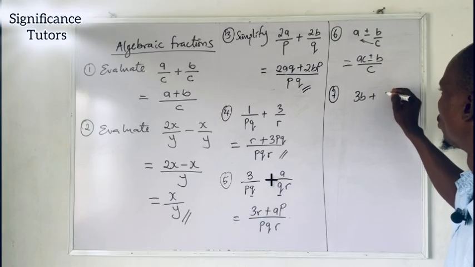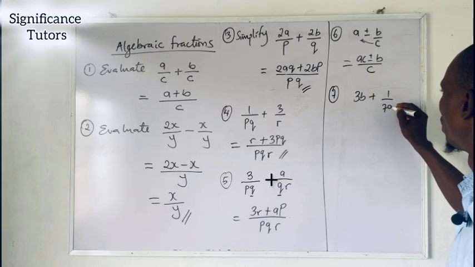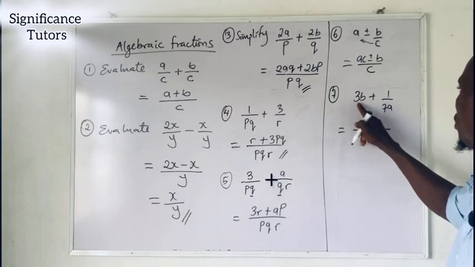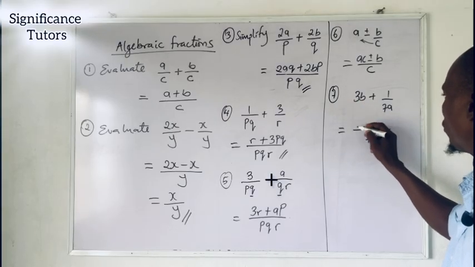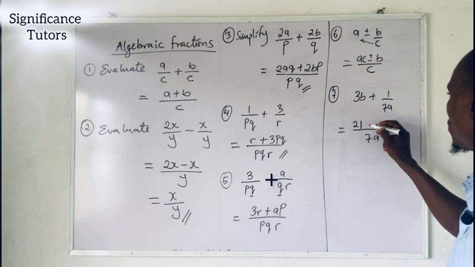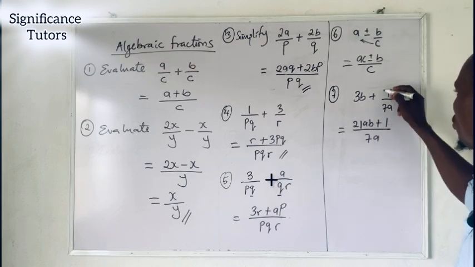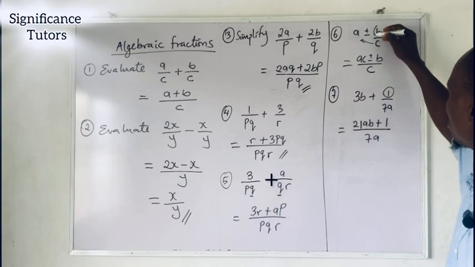3b plus 1 over 7a. Our LCM, of course, is 7a. 3b times 7a, 3 times 7, 21, b times a, ab, plus 1. So this numerator will always be brought down.